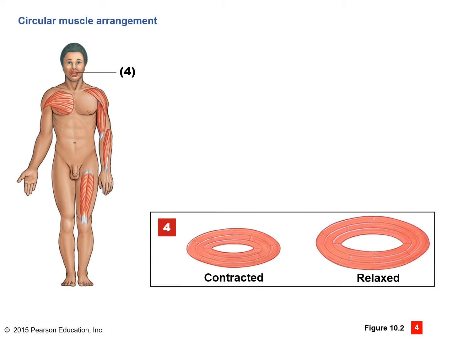Here we can see examples of the circular fascicle arrangement. The orbicularis oris is directly around the mouth. We can see it contracted. It's going to close the mouth, purse the lips, relax would open.